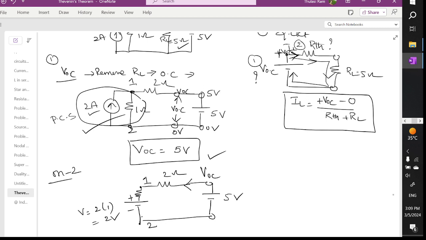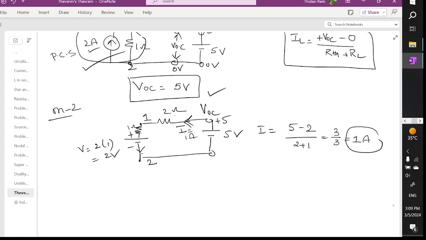So I'm finding the current in this branch. What is the voltage at this point? 5, the current is going like this and reaches here. This is 5 minus 2 divided by 2 plus 1. This is 1 ohm and this is 2 ohm, so it is 2 plus 1. This is 3 by 3, where the current is 1 ampere. So what is the amount of current flowing? 1 ampere.